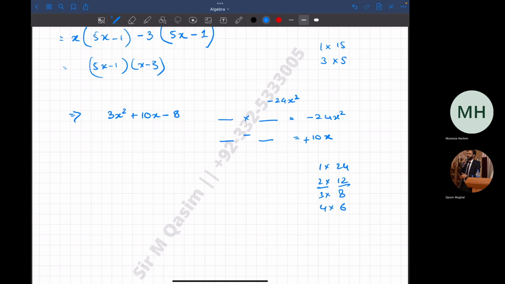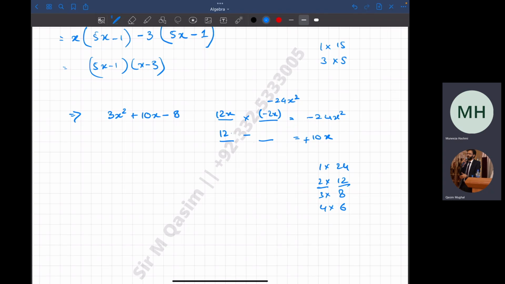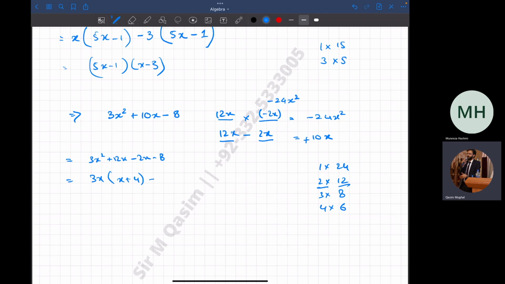12. Right, so it's going to be 12x and negative 2x. Got it? Yes. All right, so 3x squared plus 12x minus 2x minus 8. You take 3x as common, x plus 4, and then minus 2 as common, and then x plus 4. I've taken the negative sign as common, and both of these terms will have opposite signs inside. Okay? Yes. x plus 4 is common, and then 3x minus 2.